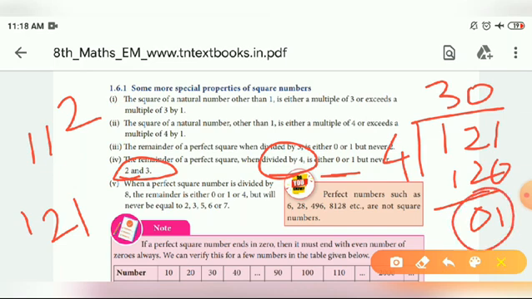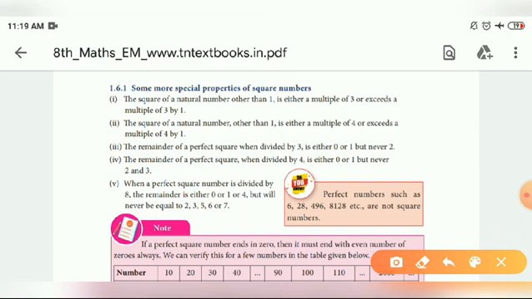In some examples the remainder will be 0, but 2 and 3 cannot come as the remainder. Last property: when a perfect square number is divided by 8, you get the remainder either 0 or 1 or 4. It can't be 2, 3, 5, 6 or 7. If you divide any perfect square number by 8, you get the remainder 0, 1 or 4. For example, take 12 square, 144 is the answer.